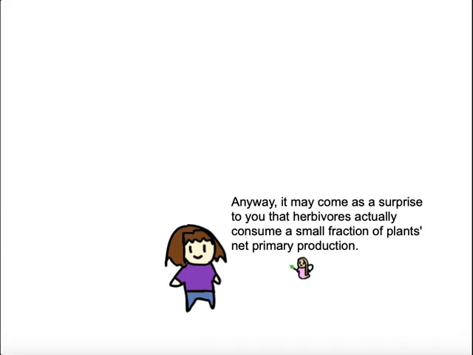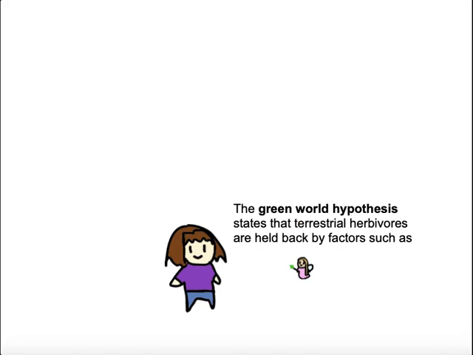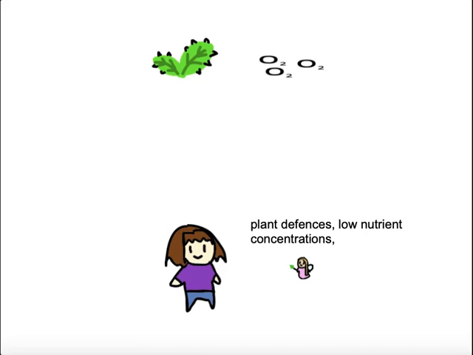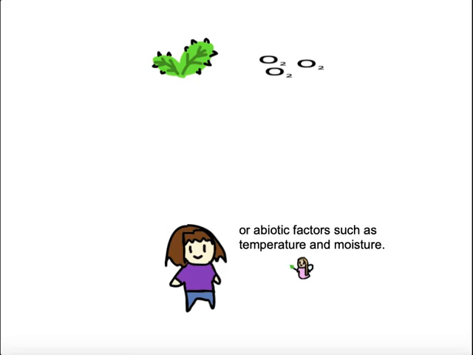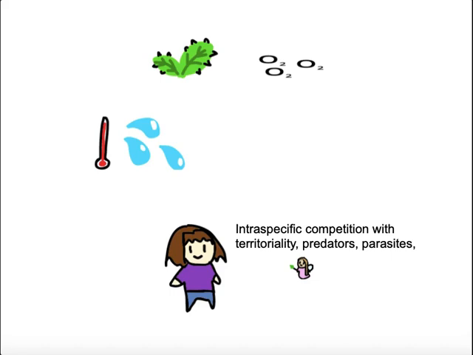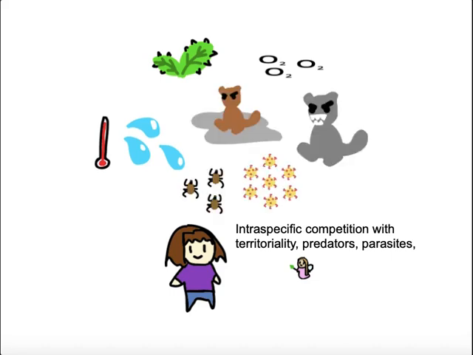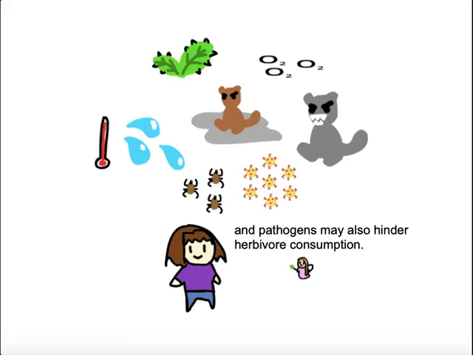Anyway, it may come as a surprise to you that herbivores actually consume a small fraction of plants' net primary production. The green world hypothesis states that terrestrial herbivores are held back by factors such as plant defenses, low nutrient concentrations, or abiotic factors such as temperature and moisture. Intraspecific competition with territoriality, predators, parasites, and pathogens may also hinder herbivore consumption.